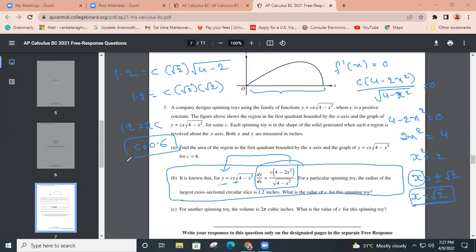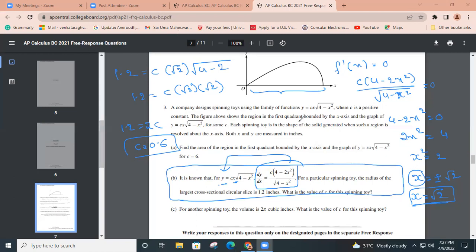So put x is equal to root 2 in the function and y is equal to 1.2, because since you have only one critical point, you are not required to do anything else. The maximum occurs at that point. So put x is equal to root 2, find the value of c. So the value of c for which the maximum radius of the cross section is 1.2 inches. So 1.2 should be your answer.